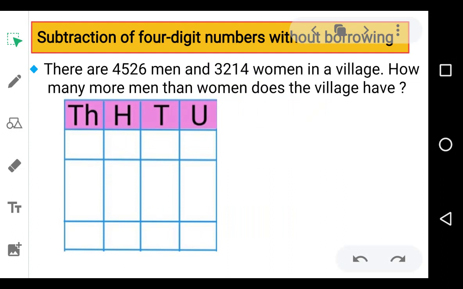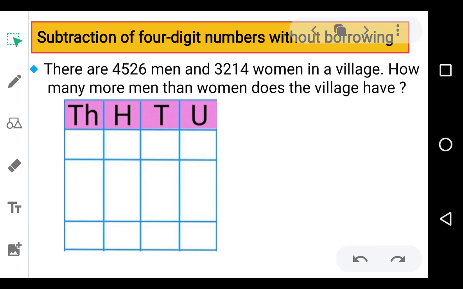See the first example. There are 4526 men and 3214 women in a village. What we have to find? We have to find how many more men than women does the village have. Here we have to find by how much the number of men increases. This is a word problem. Here we have to find the difference. So subtract the number of women from the number of men.